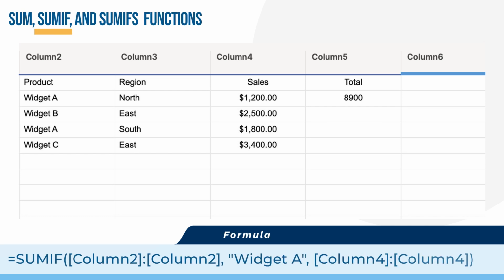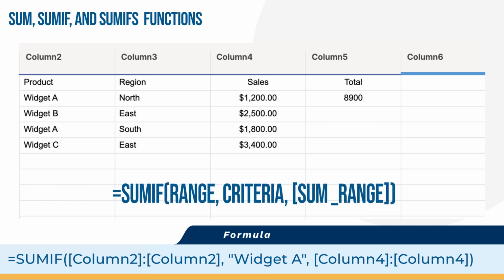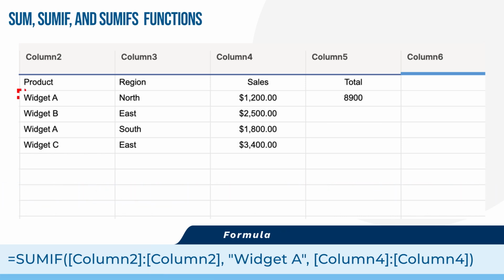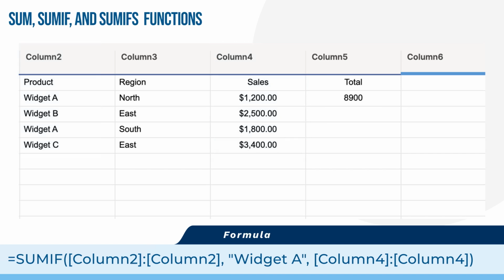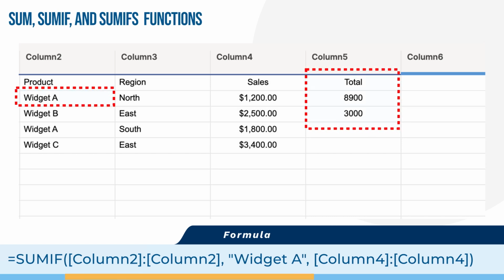The SUMIF function adds up the values in a range that meet a single condition. The basic syntax for the SUMIF function is displayed on the screen. Imagine you want to sum up sales only for a specific product. Enter the product names in one column and the corresponding sales figures in the next column. Use the SUMIF formula to add up the sales for that specific product. This formula will return the total sales for the product that meets the condition you specified. Let's break down the formula.